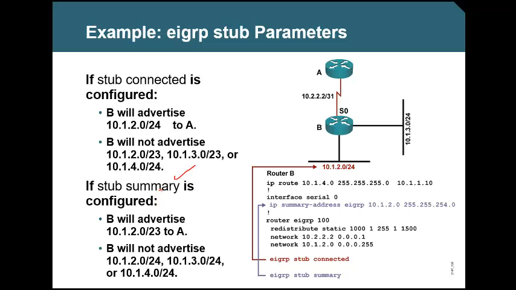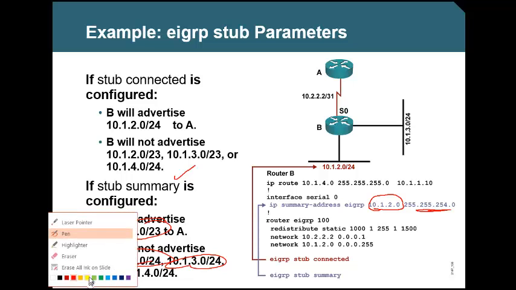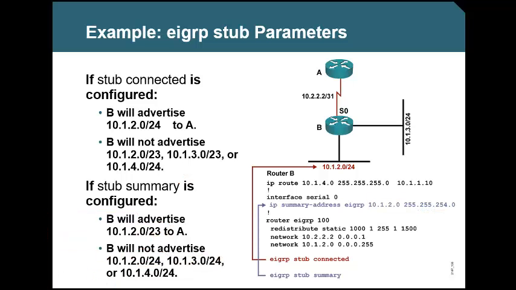Next is stub summary. When you say stub summary, and this is what is going to be advertised, the /23 will be advertised. Of course it is /23. No other networks will be advertised. Even the connected networks, these are all connected, won't be advertised. That is stub summary. Please ask me questions if you have any on this page.